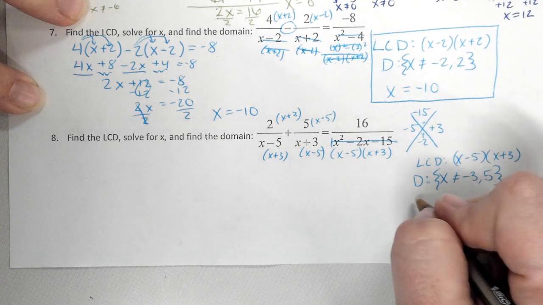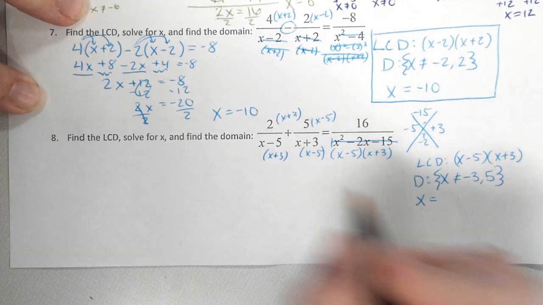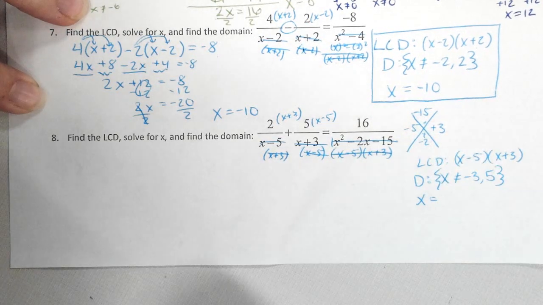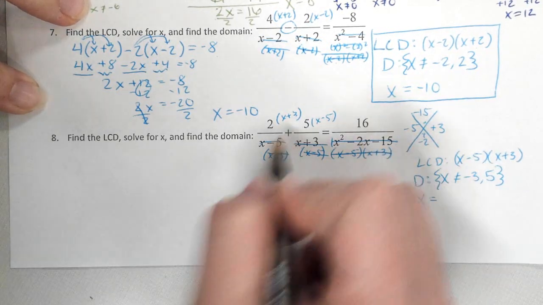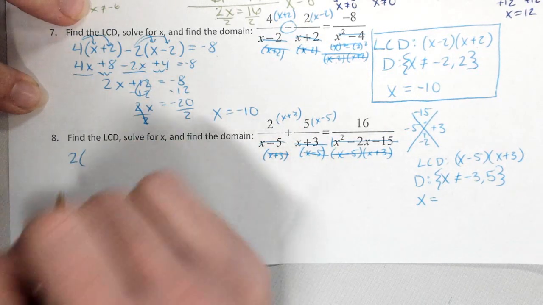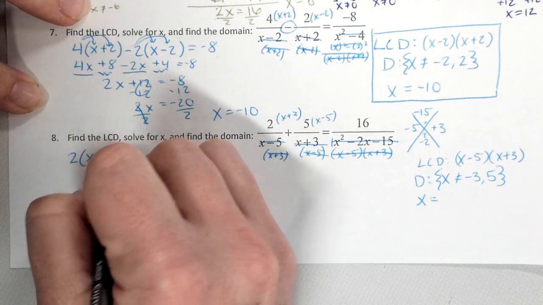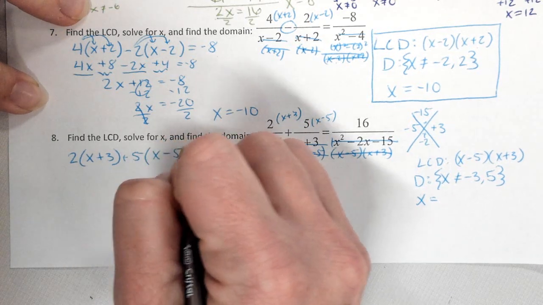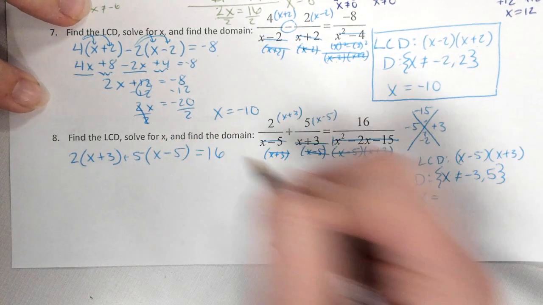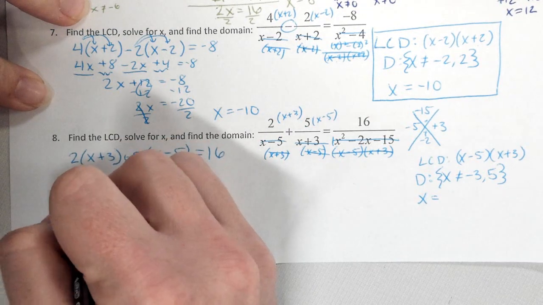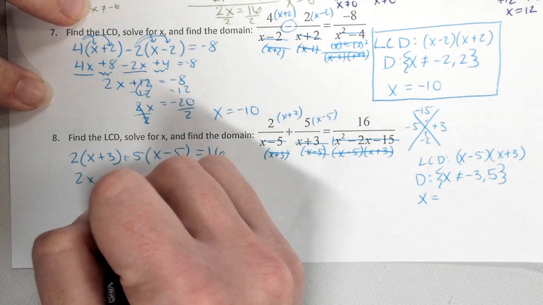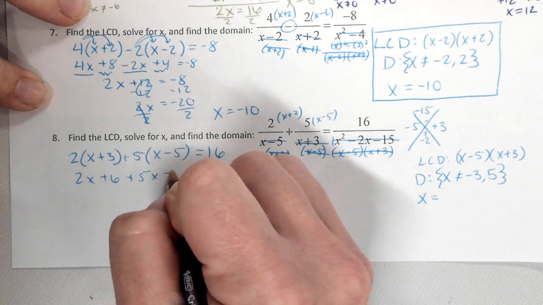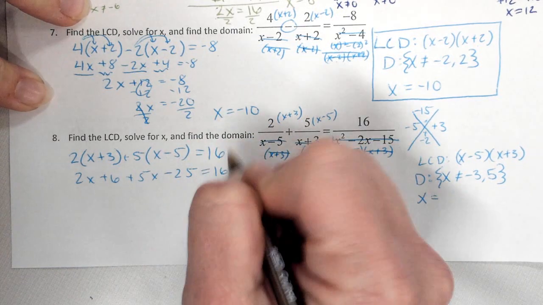Okay, so lastly, solve for x. So x minus 5, x plus 3 in each of them, they all match. I canceled them. And I'm going to solve. So 2 times x plus 3 plus 5 times x minus 5 equals 16. 2 times x is 2x. 2 times 3 is 6. Plus 5x minus 25 equals 16.